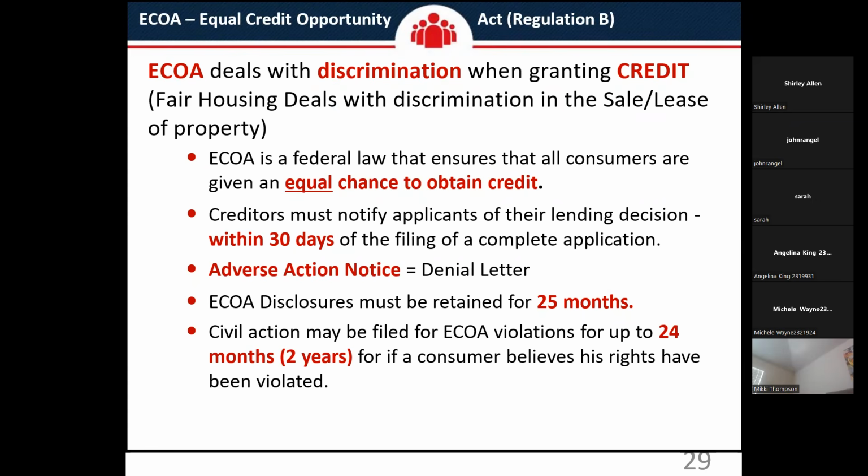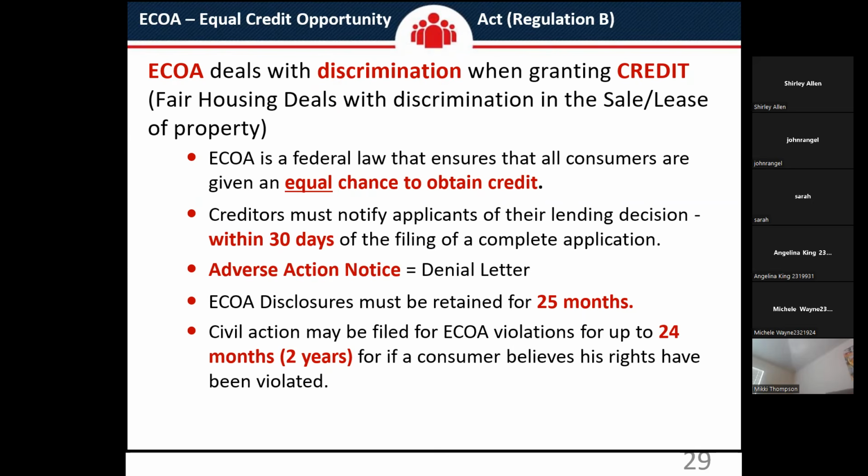ECOA deals with discrimination when granting credit. Remember, we started earlier talking a little bit about it, and I put in a little caveat there to let you know ECOA also deals with the appraisal. Fair housing deals with discrimination in the sale or lease of property. A lot of students were getting ECOA and fair housing confused. They were saying, well, I thought ECOA dealt with discrimination. I thought fair housing deals with discrimination. They both do in certain ways. ECOA deals with discrimination when granting credit. Fair housing deals with discrimination in the sale and lease of property.